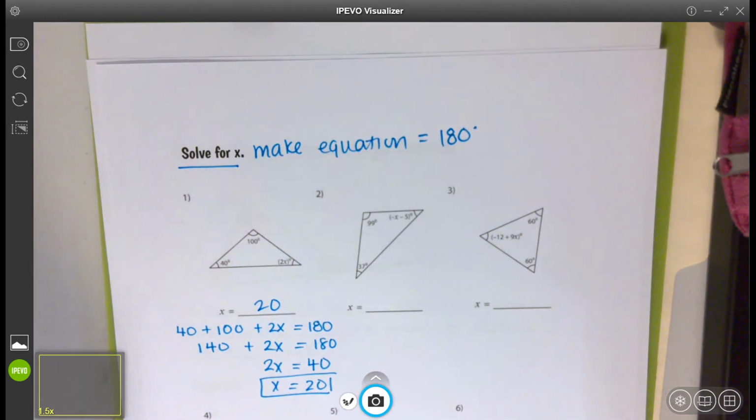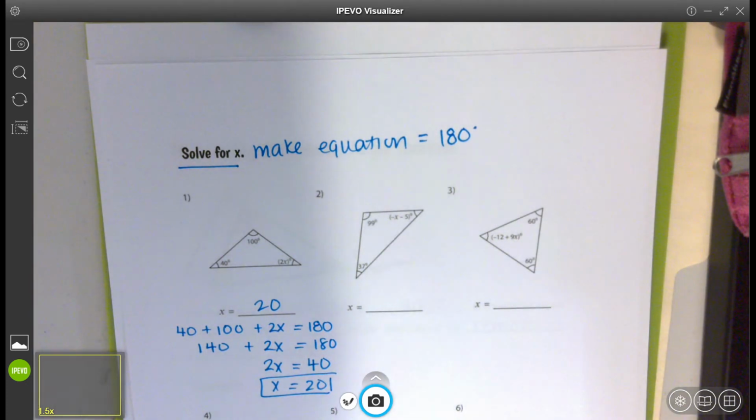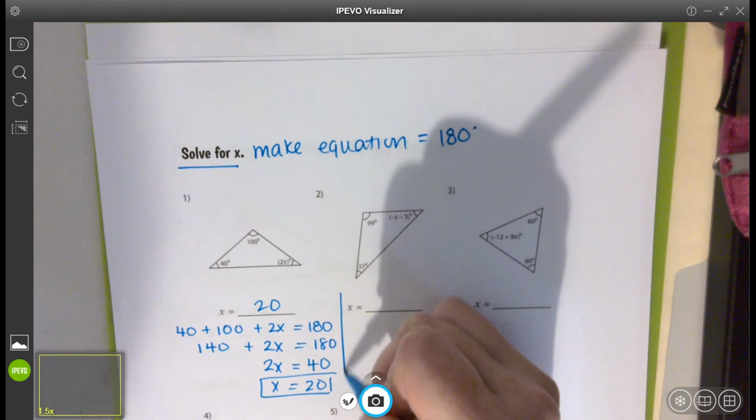And that's all they wanted us to do. We could plug back in to find the missing value if we wanted to. Again, not every problem is going to give you all angles. Remember, we could even use curve markings to help us depending on how the problem is set up. All right, so now let's look at the next one.